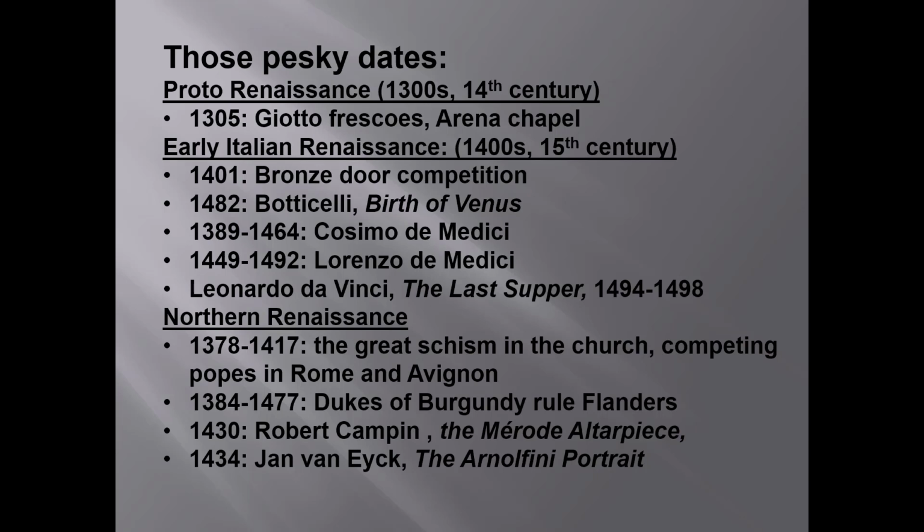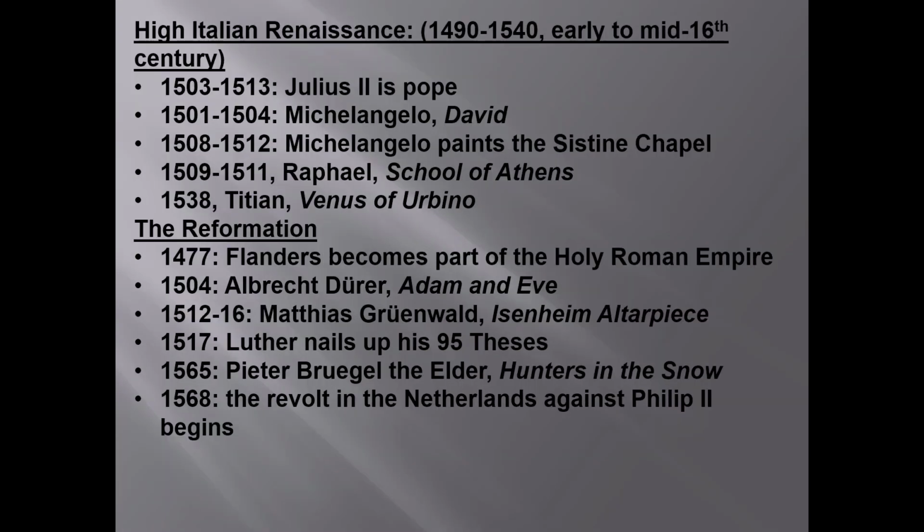Also, note that the 15th century opens with the Bronze Door competition and more or less closes with Leonardo da Vinci. Leonardo is usually classed as a high Renaissance painter, but really, the Last Supper is on the cusp between the early and high Renaissance. The Northern Renaissance is contemporaneous with the early Italian Renaissance. The first half of the 1500s, or the 16th century, is the time of the High Renaissance and our Ninja Turtle superstars. Note how these dates are clumped together in the first few decades of the 16th century.